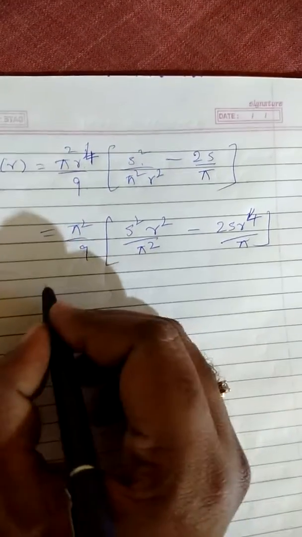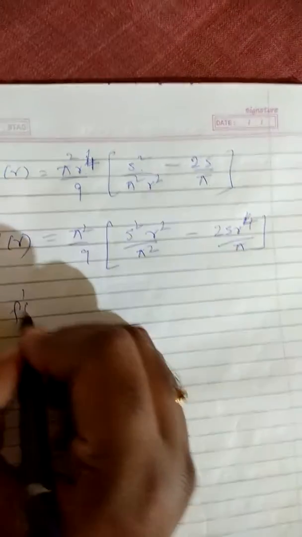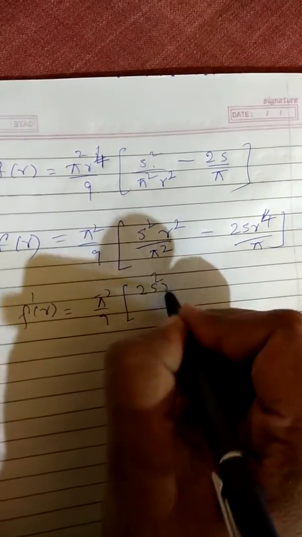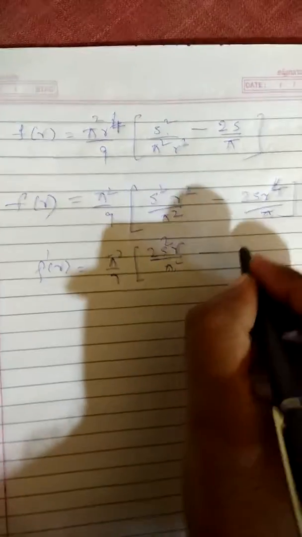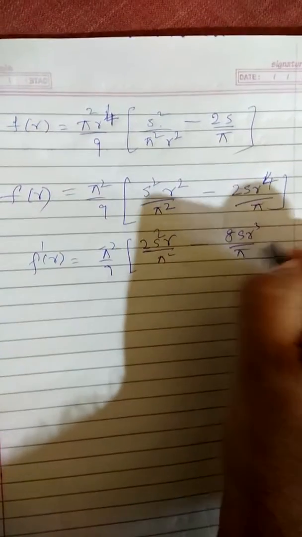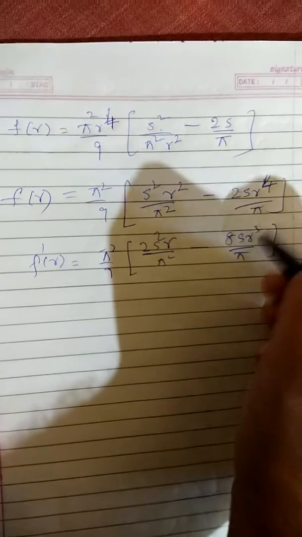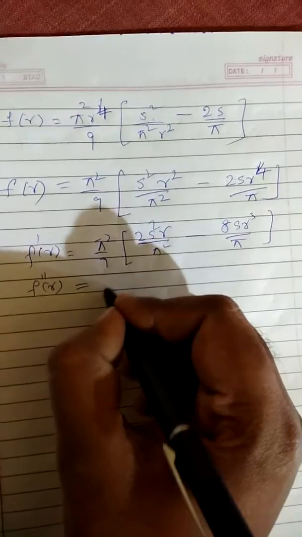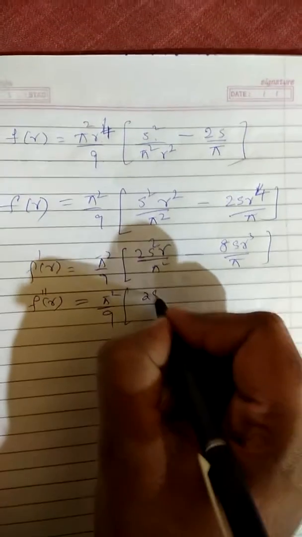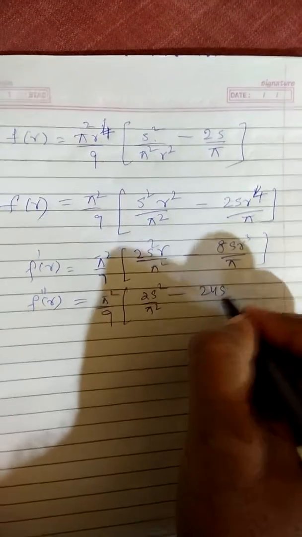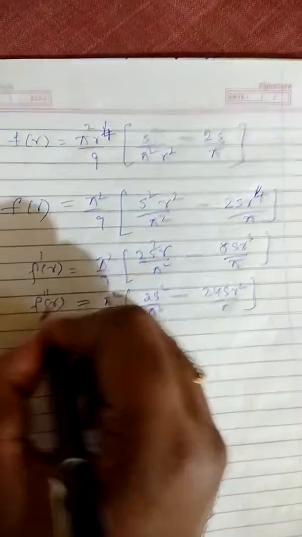Now this is a function f of r. I take f dash of r: pi square by 9 into 2S square r by pi square, minus, if you differentiate, it will become 8S r cube by pi. 4 into 2 is 8, and r cube you have got. One more time, if you differentiate, we have to differentiate 2 times for maximum or minimum. Pi square by 9 into 2S square by pi square minus 24S r square by pi. So these are the 2 times differentiation.